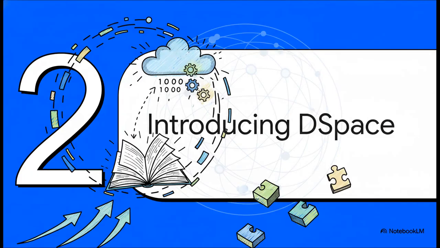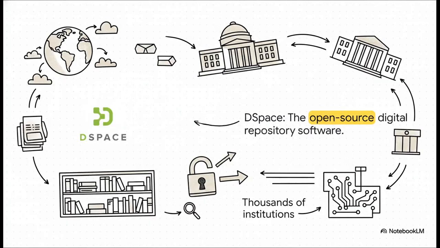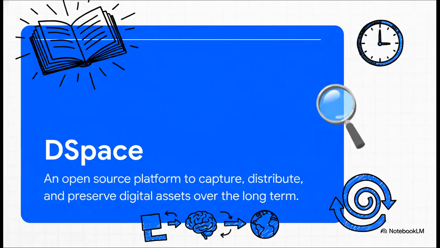Well, that's where DSpace comes in. It's the platform that was built from the ground up to solve this exact problem. So this isn't some niche thing. DSpace is the go-to tool for thousands of places all over the world. We're talking big names like MIT and the World Bank. What it does is it lets them build their own digital libraries, or to use the official term, their own digital repositories.